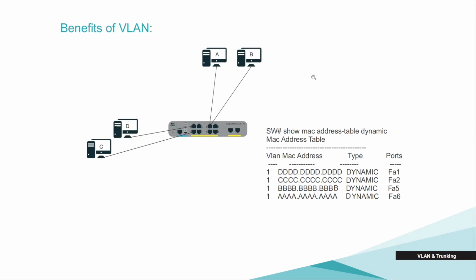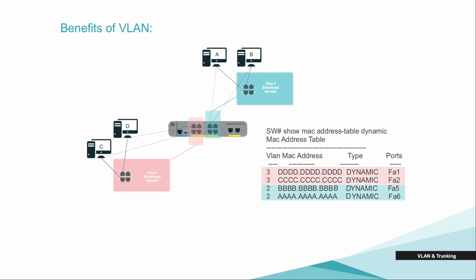So let's continue with VLAN and see how the MAC address table will look when we use the VLAN. Before configuring our device and adding VLANs to our network, all the MAC addresses are in one VLAN. But after we deploy the VLAN, the devices are in different VLANs, and that will for sure help us to troubleshoot any problem.